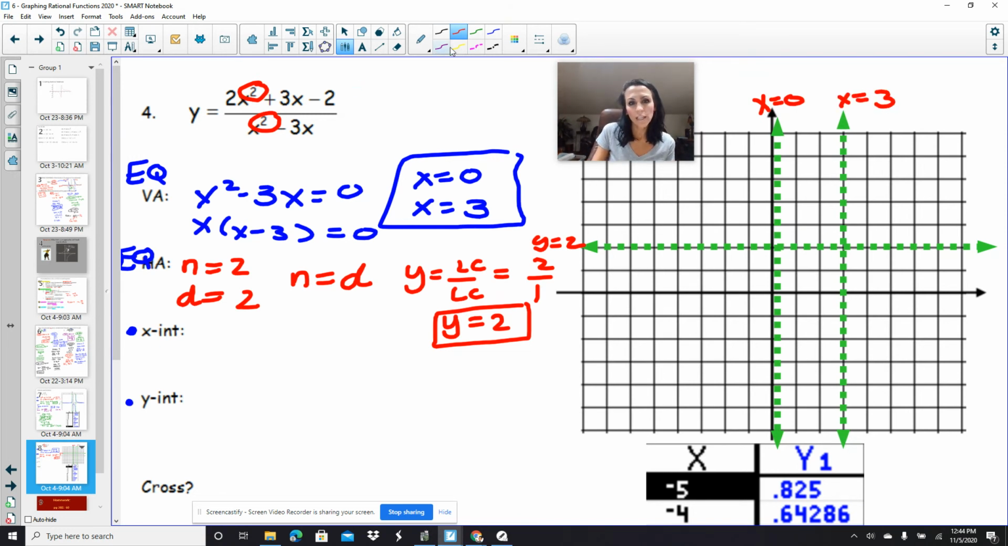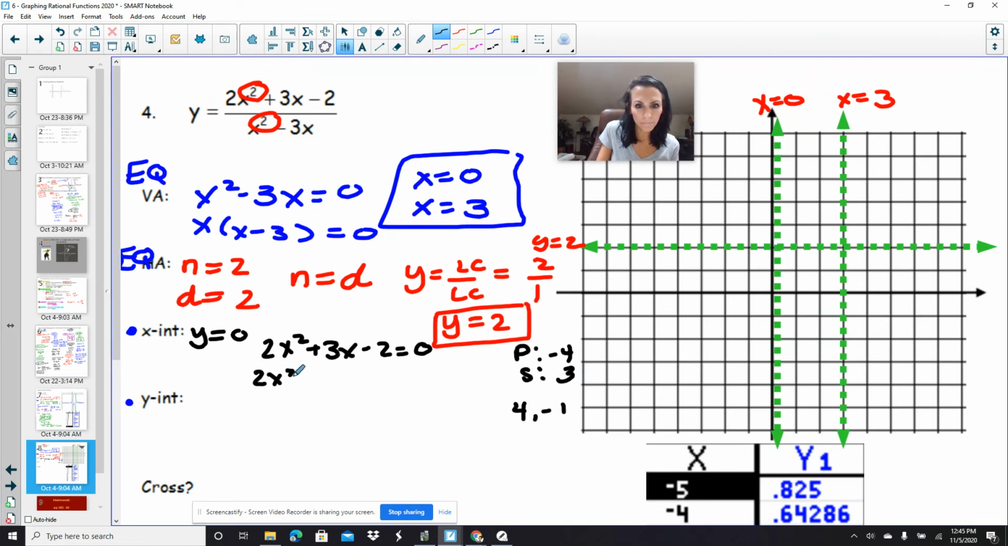All right, moving on to the x-intercepts and the y-intercepts. An x-intercept, y equals 0. Just set the numerator equal to 0. Oh, this is going to be fun. I'm going to have to give myself some space here, some space and some grace here. All right, so long product sum, we have a product of -4 and a sum of 3. Well, that's pretty easy. 4 and -1. Let's expand that middle term.